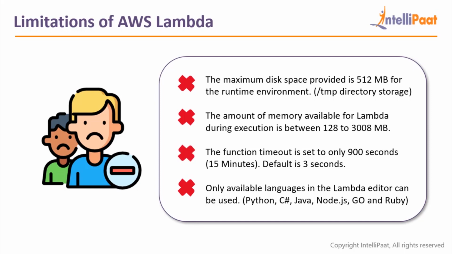The third limitation is that the function timeout is set only to 900 seconds. So the maximum amount a Lambda function can execute is 15 minutes and the minimum is 3 seconds. So if you want your Lambda function to execute more than 15 minutes, that is not possible. It can only execute up to 15 minutes, and the default is 3 seconds. So maybe your Lambda function's execution completes in 1 second, but it has to run at least 3 seconds to stop.